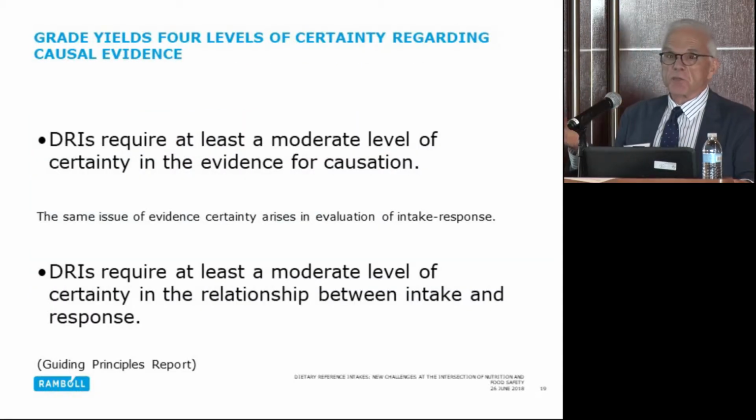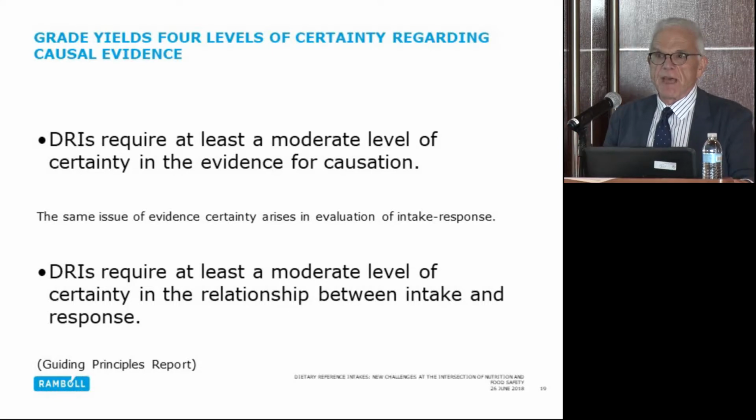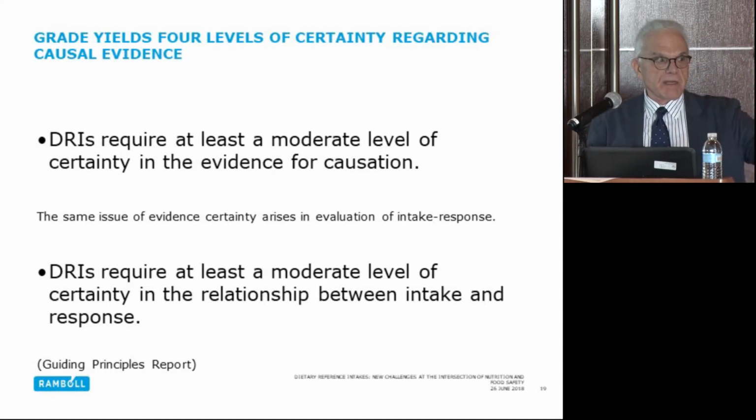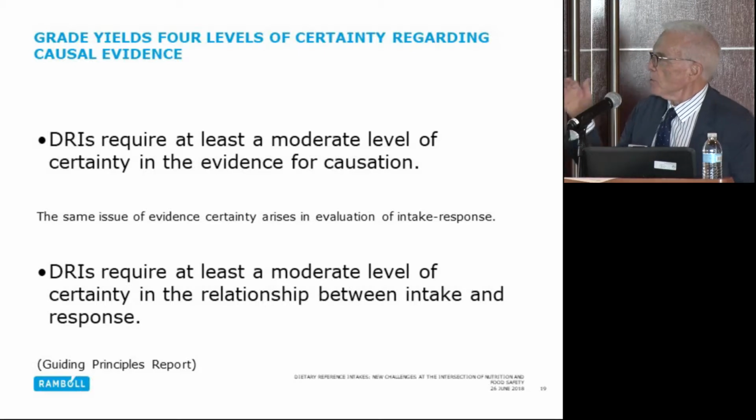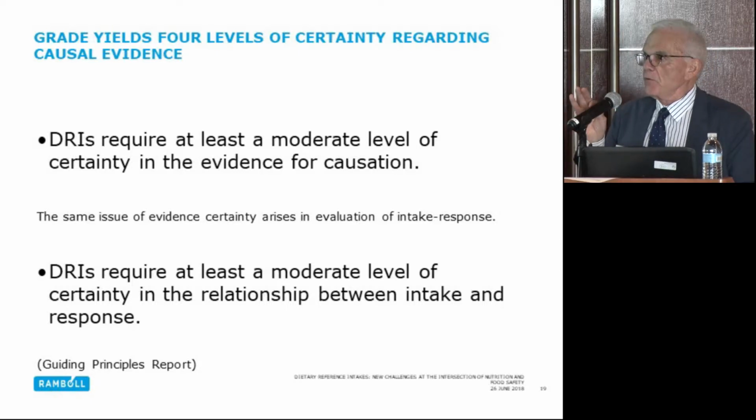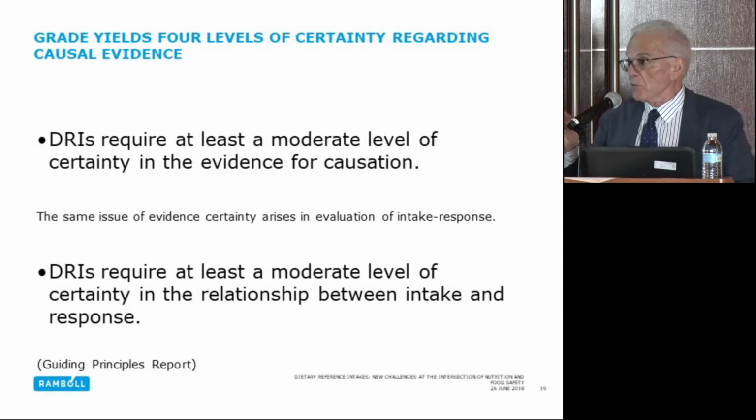So the conclusion from the committee was that, as I said, the evidence is rated as high certainty, medium certainty, or low certainty, or no certainty whatsoever in some cases. So the committee said for causation, to develop a DRI on the causation front, you need at least moderate evidence of causation from the GRADE system.